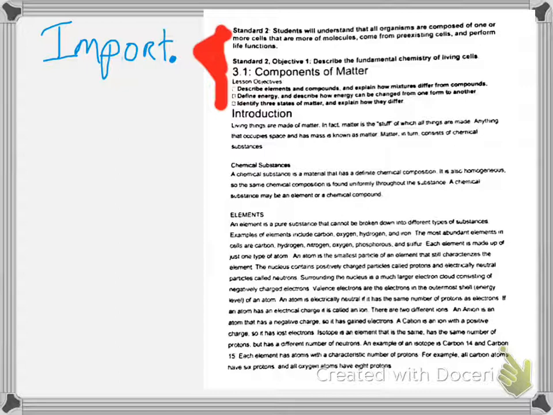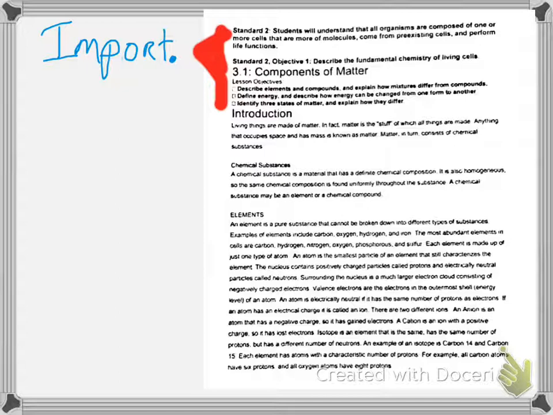That's what we're going to be talking about for a little bit. Probably 6 weeks or so. So for this Standard 2 Objective 1, you need to describe the fundamental chemistry of living cells. So that's what I'm trying to do, is break it down. So indicator A, describe elements and compounds, explain how mixtures, so forth and so on. I already talked about this. So here's some reading that you need to know.